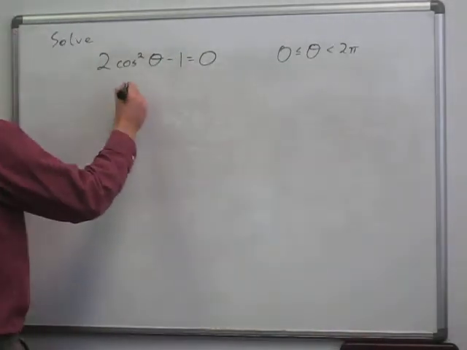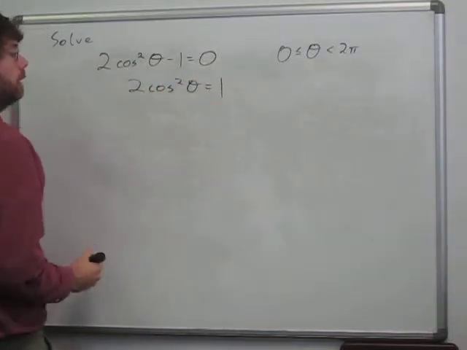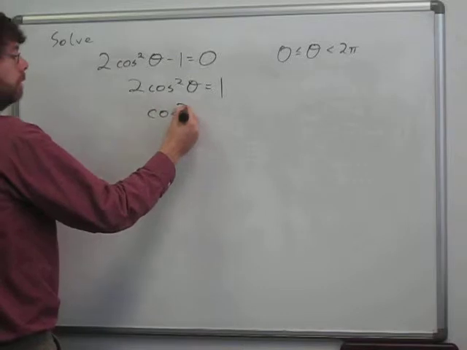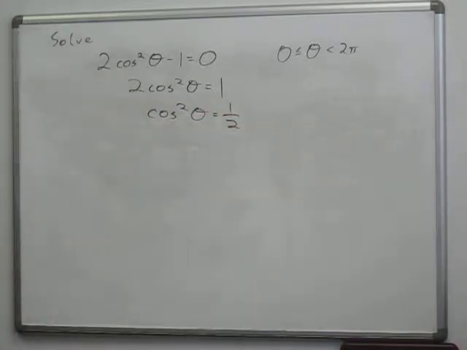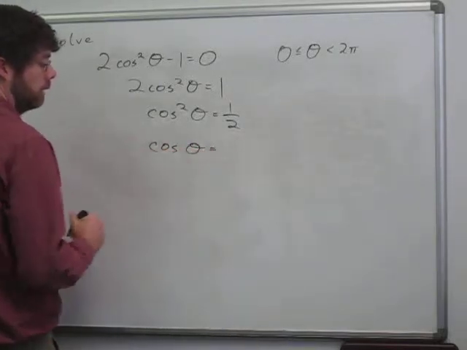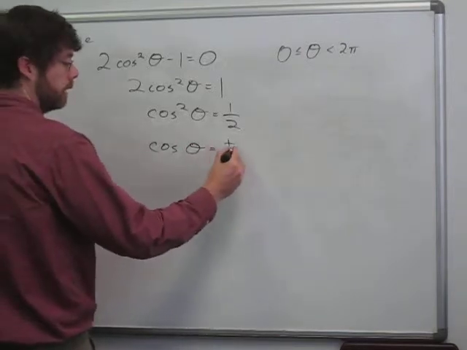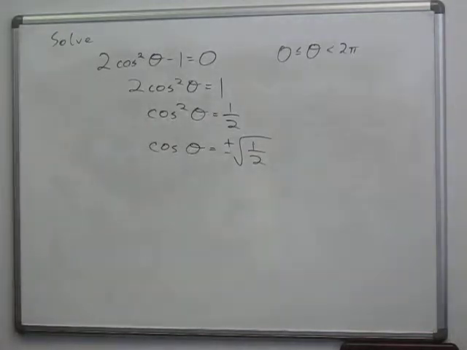So first I'm going to add 1 to both sides, and then divide by 2. And I got cosine squared of theta is 1/2. Now I'm going to use the square root property to say that cosine of theta is plus or minus the square root of 1/2.